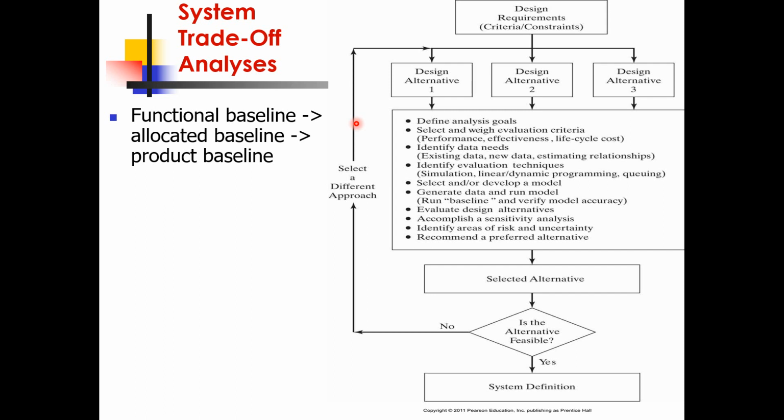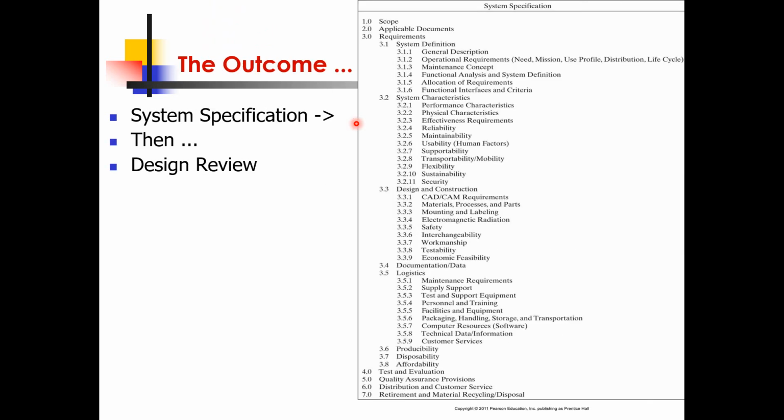And then always checking for feasibility, and then you get to the point that you have that system definition. You have a system definition, you're ready to document it. This is the outline for a type A specification. You're getting this. Again, how do you adapt it?